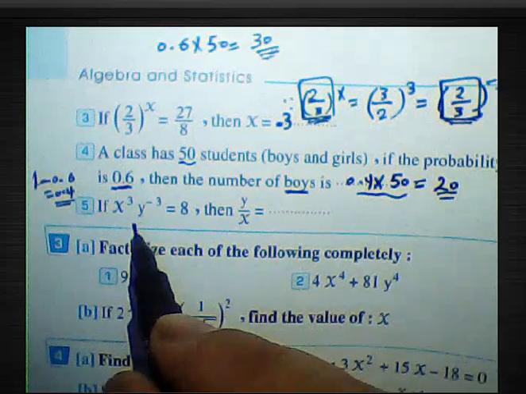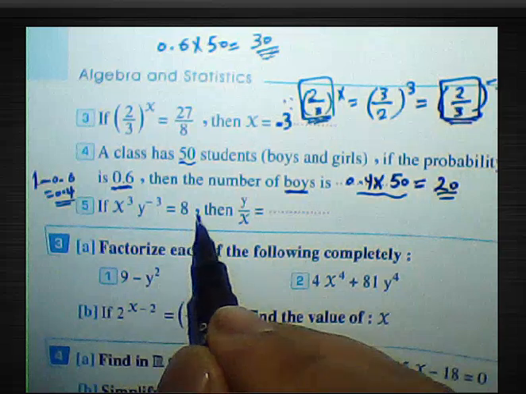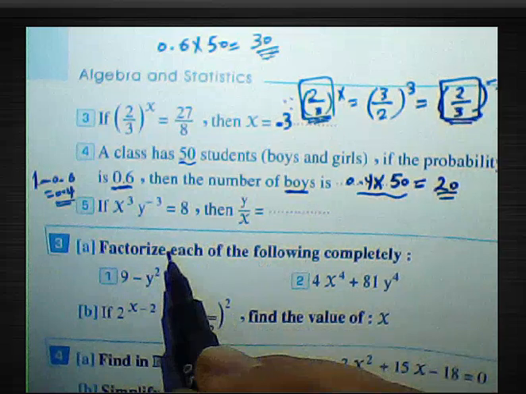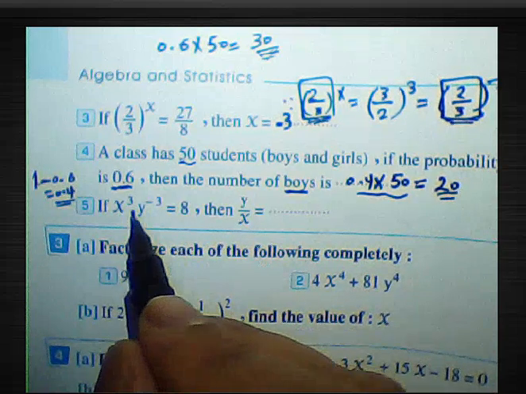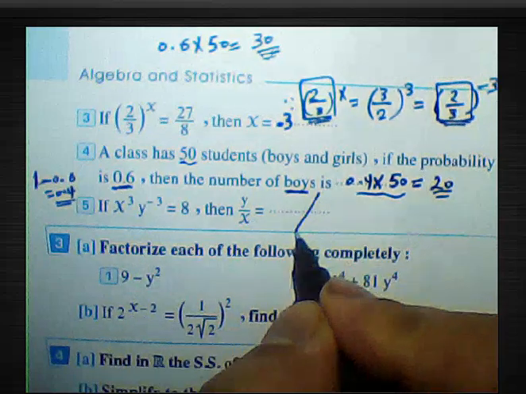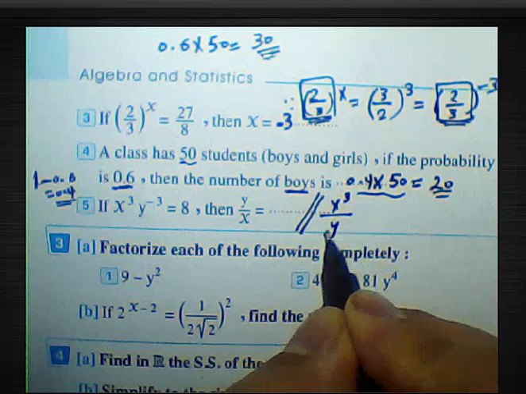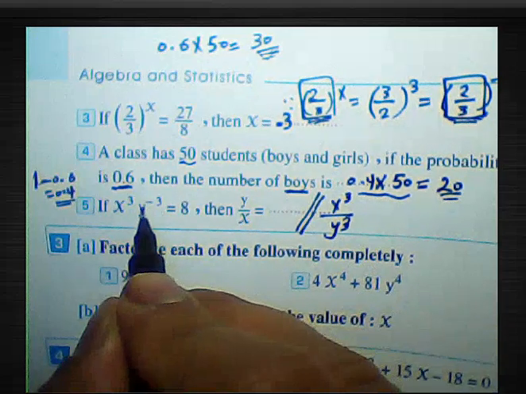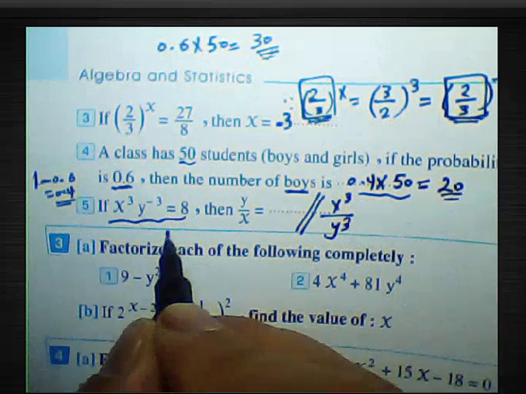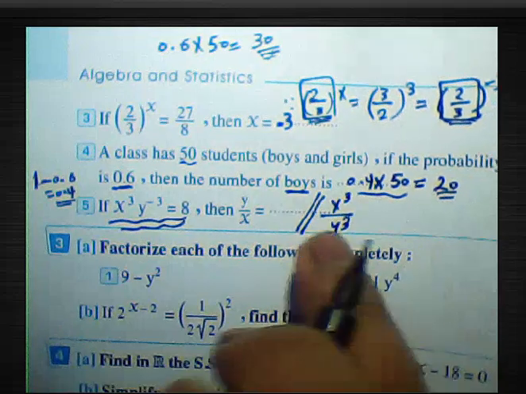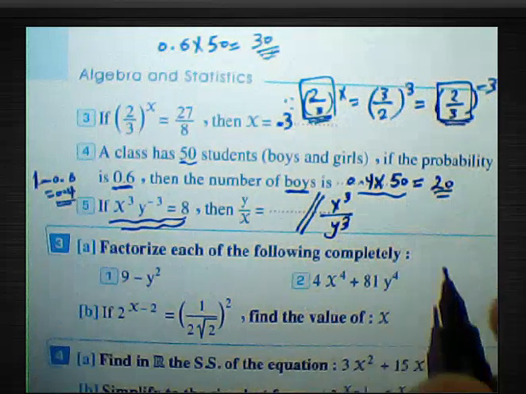If x power 3 multiplication y power negative 3 equal 8, then y over x equals what? In this expression x power 3 y power negative 3, we can write here x power 3 over y power 3 because it's the inverse of this expression. Okay, understood? I solve this here. x power 3 over y power 3 equal 8.